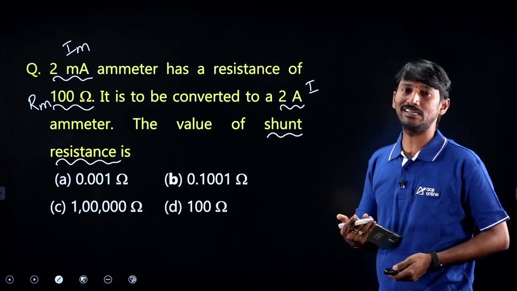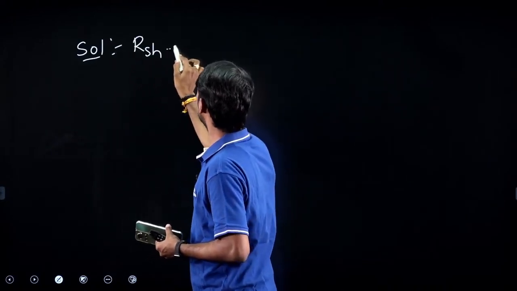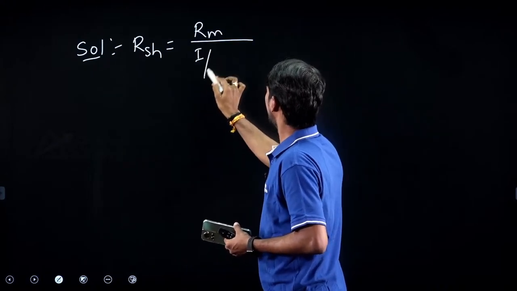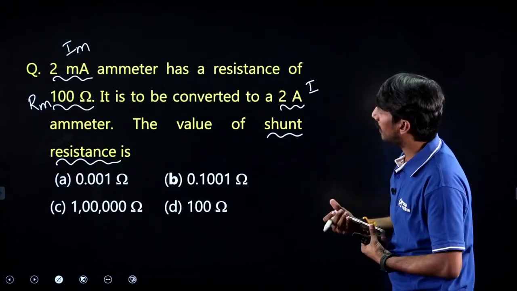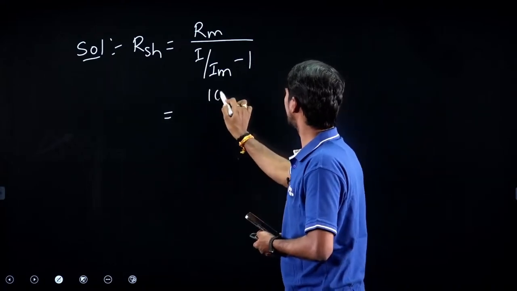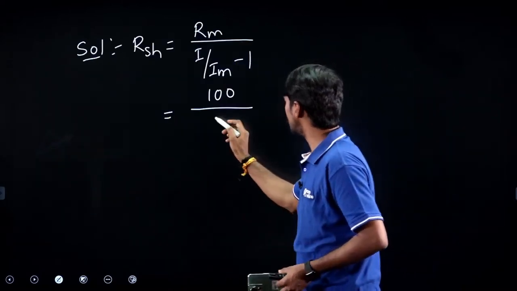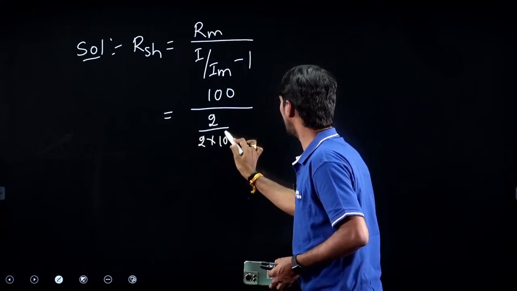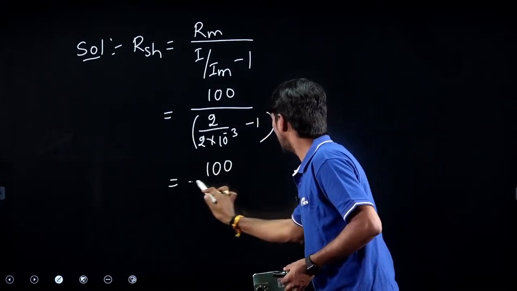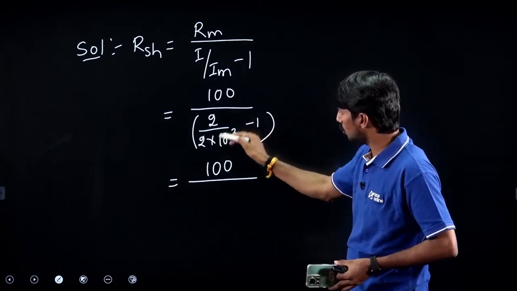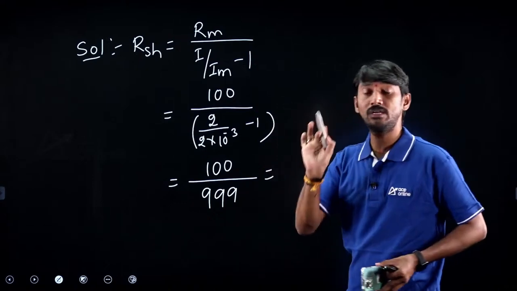So what is the shunt resistance formula? Let us write here. RSH is equal to RM by (I by IM minus 1). What is RM? 100. So RM is 100 by, what is I? 2 ampere, and IM is 2 milliampere, so 2 by 2 into 10 power minus 3. Now 100 by, 2 by 2 milli means 2000 by 2, that is 1000, 1000 minus 1, 999.